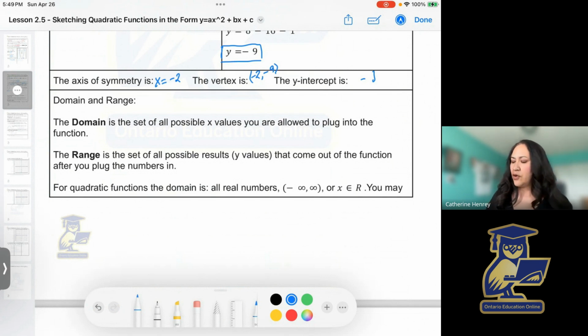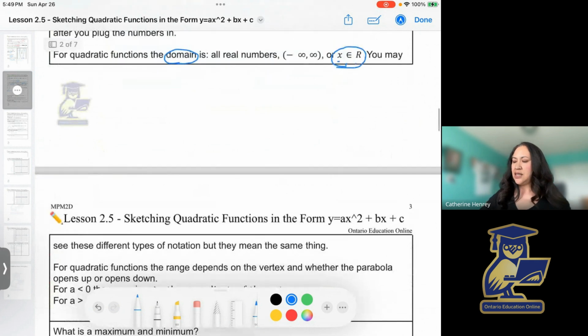So for notation, for quadratic functions, the domain is all real numbers. That means x is an element of real numbers. No restriction there, okay? So you can see these different notations, but they mean the same. The domain is all real numbers.